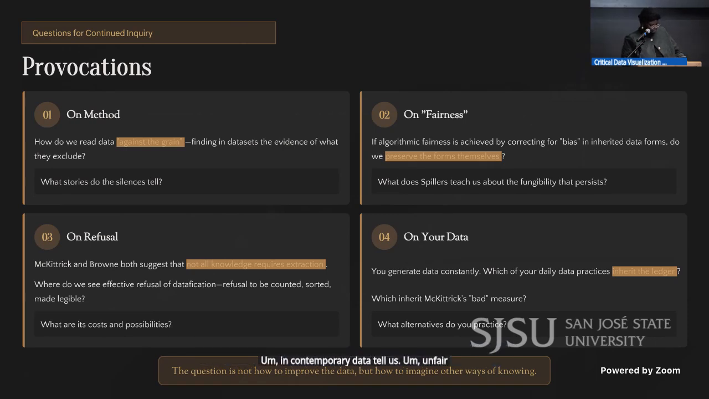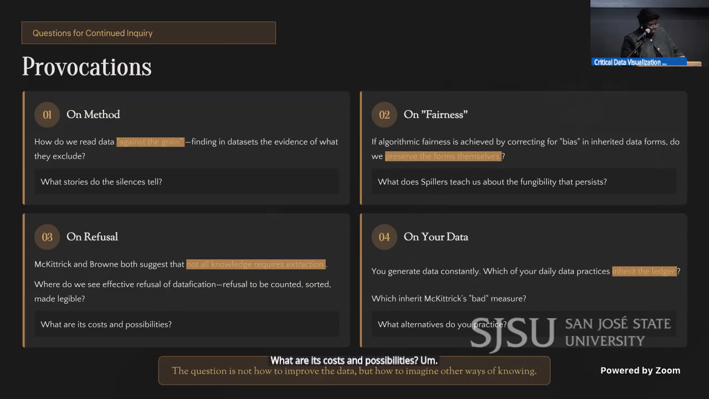On fairness, if algorithmic fairness is achieved by correcting for bias in inherited data forms, do we preserve the forms themselves, the fungibility, the overdetermination, the epidermalization? What does Spillers teach us about the persistence of these grammars, even when the bias is removed? On refusal, McKittrick and Browne both suggest that not all knowledge requires extraction. Fanon calls for disalienation, the restoration of being beyond the gaze. Where do we see effective refusal of datification, refusal to be counted, sorted, made legible? What are its costs and possibilities?